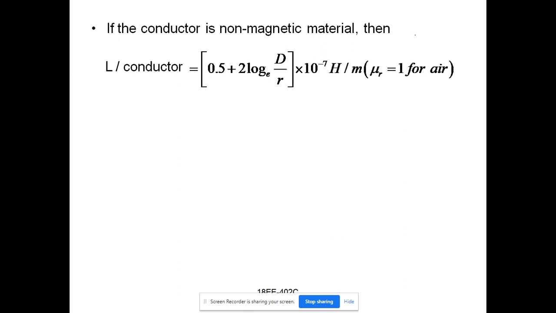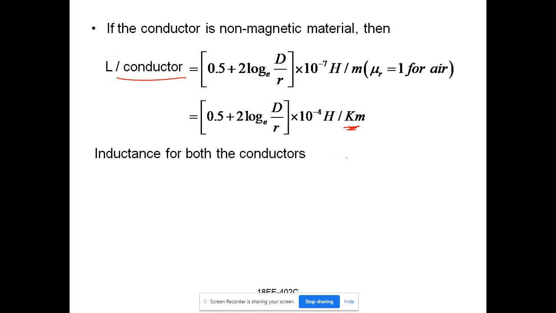If the conductor is non-magnetic material, then the inductance per conductor is equal to 0.5 plus 2 log e d by r, where d is the distance between the two conductors and r is the radius of the conductor, into 10 to the power of minus 7 Henry per meter. Here we consider mu r as 1 since the medium is air. If we take this per kilometer, then we get 0.5 plus 2 log e d by r into 10 to the power of minus 4 Henry per kilometer.